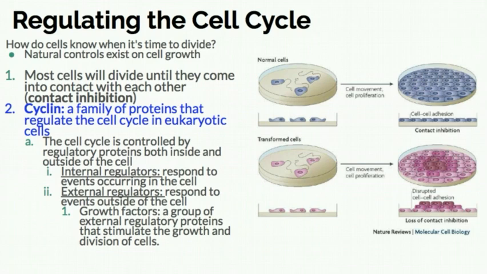Another way is that we have something called cyclins, and cyclins are a family of proteins that regulate the cell cycle in eukaryotic cells. So the cell cycle is controlled both by regulatory proteins inside and outside the cell. So you can kind of think of these two, internal and external regulators, as like cyclins, right? Because they are regulating the cell cycle.